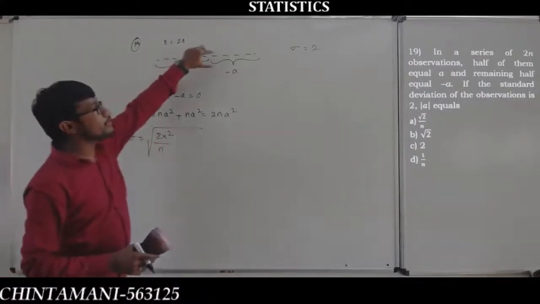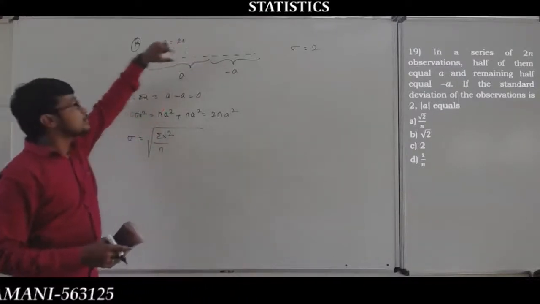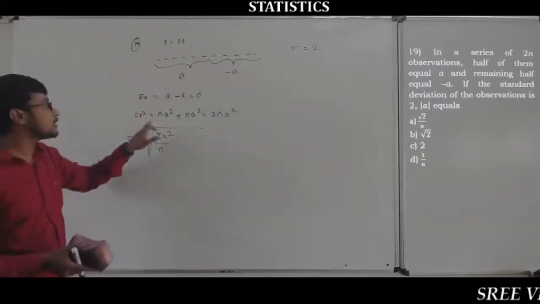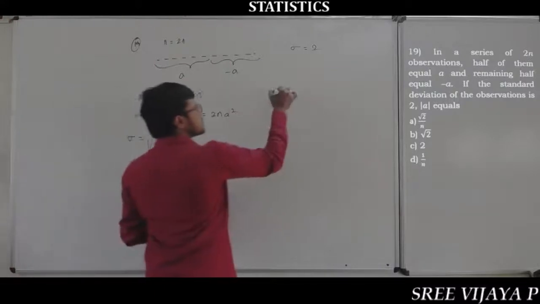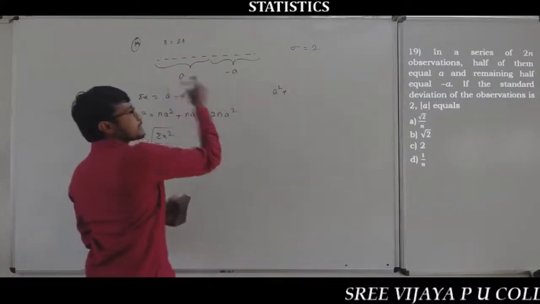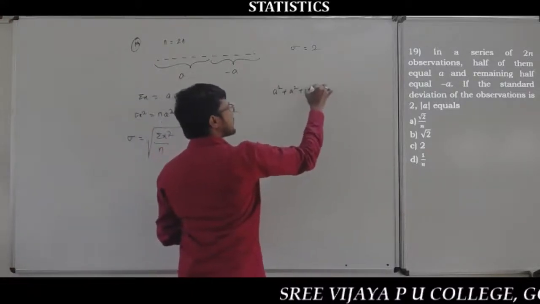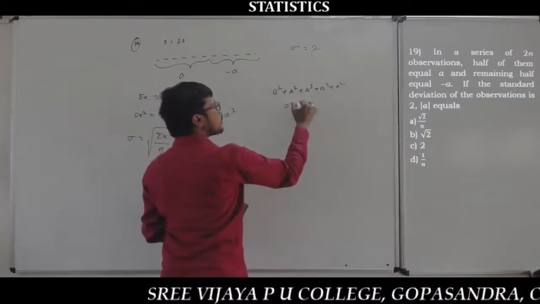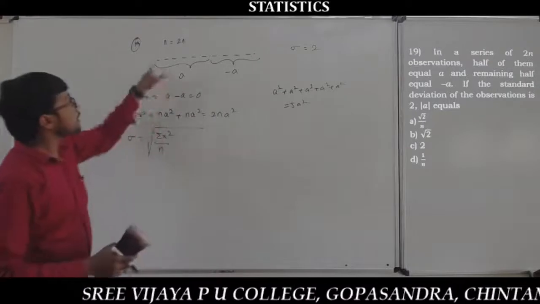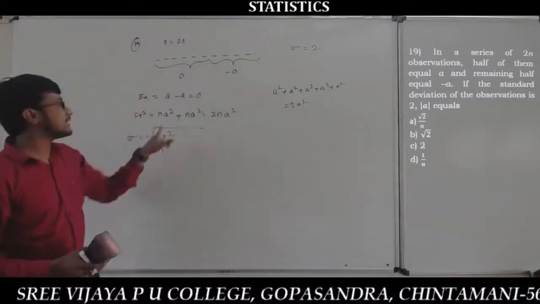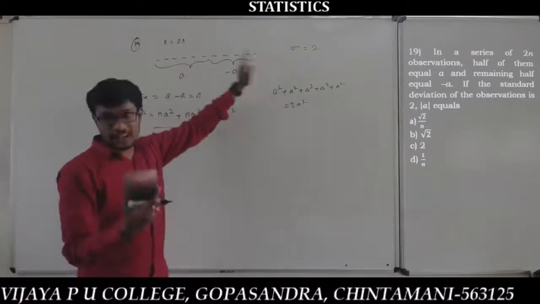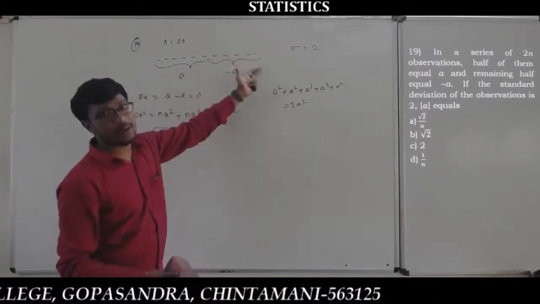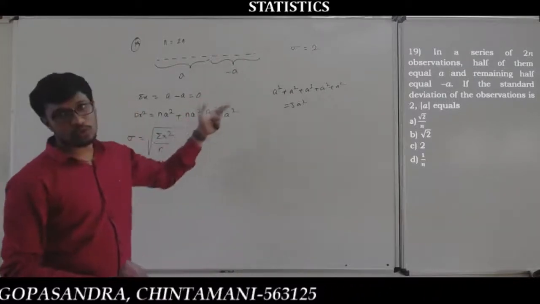So the number of observations is n. Adding a square n times means n a square. Suppose 5 times: a square plus a square plus a square plus a square plus a square, 1, 2, 3, 4, 5, total you get 5a square. Here, up to this there are n observations, that is n a square. Up to this also n observations, because minus a whole square also plus a square like that. Again I can add, the number of n observations also gives n a square, total 2n a square.